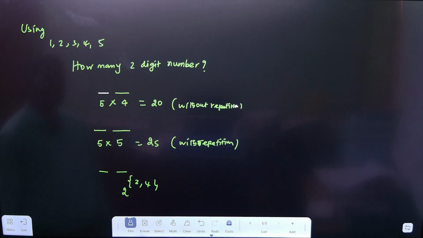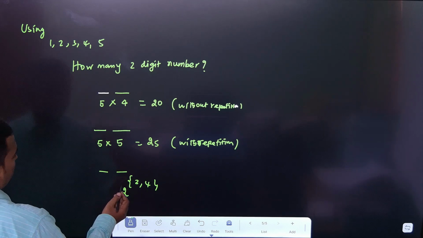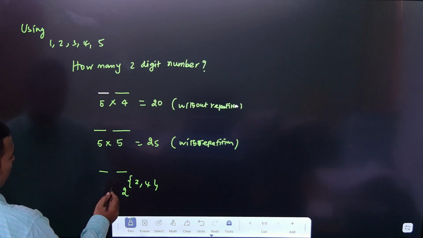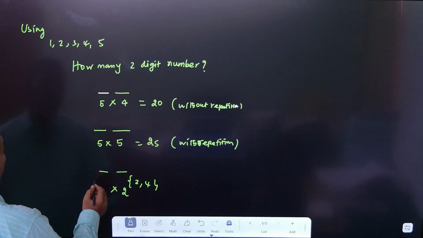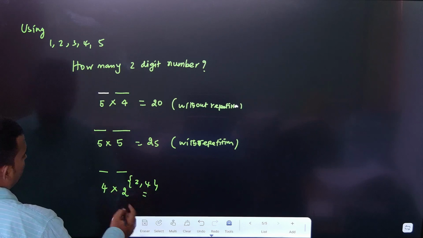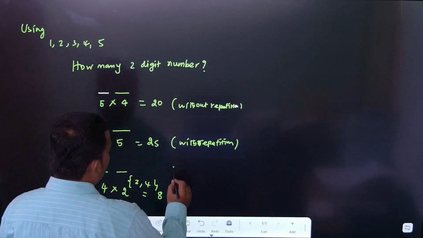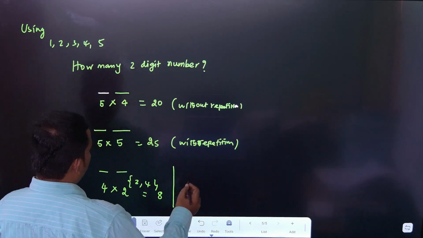You can see we need only even numbers. If one number is occupied here, 2 or 4, then there will be 4 possibilities there. You can see 8 even numbers are possible. Is it correct or not? You can check it here. You can use the addition principle here.